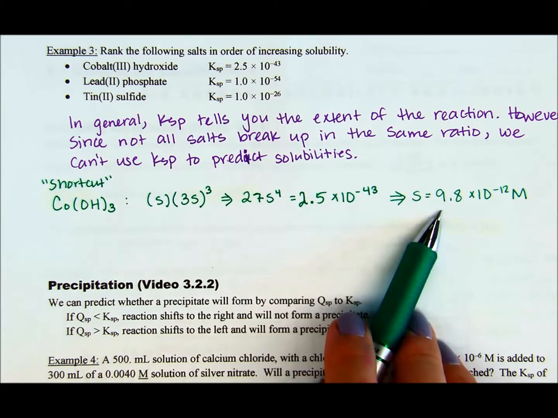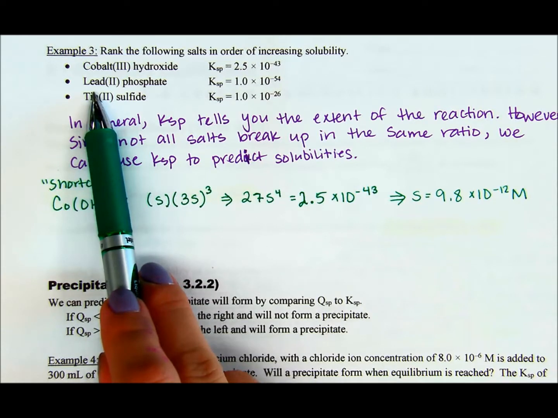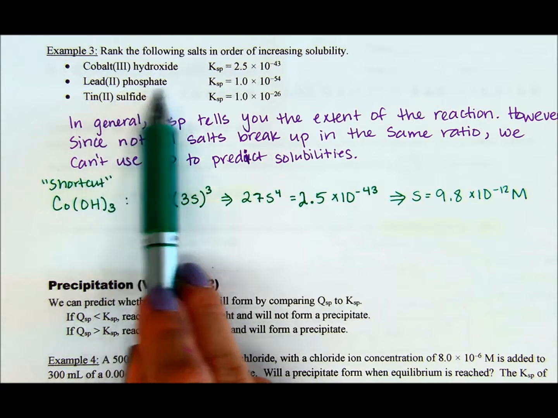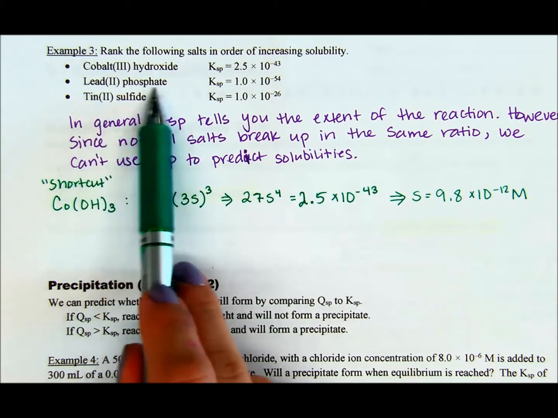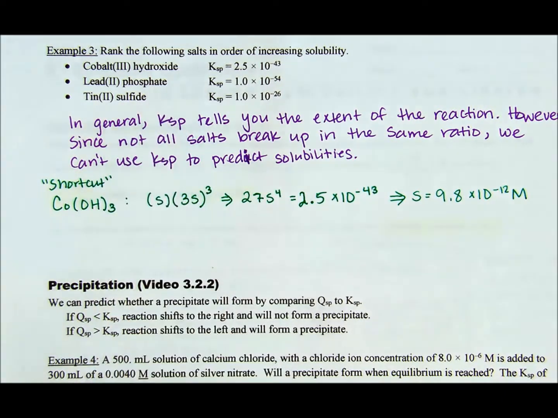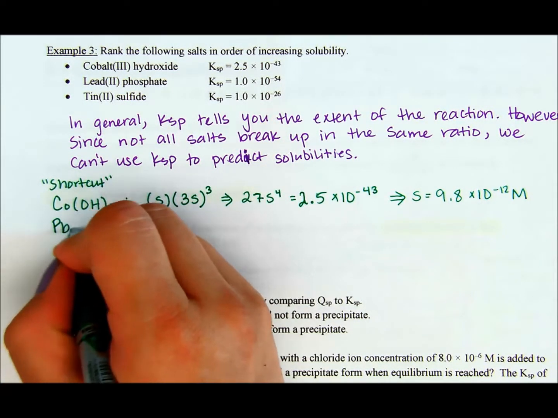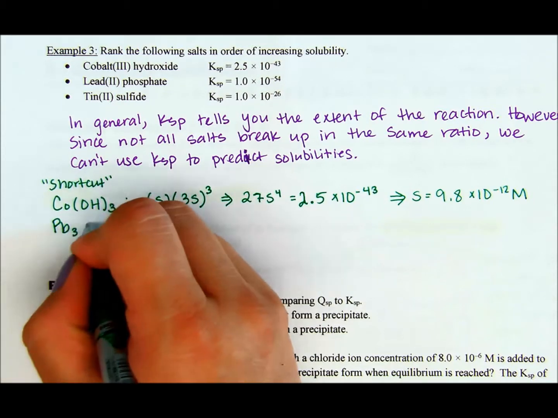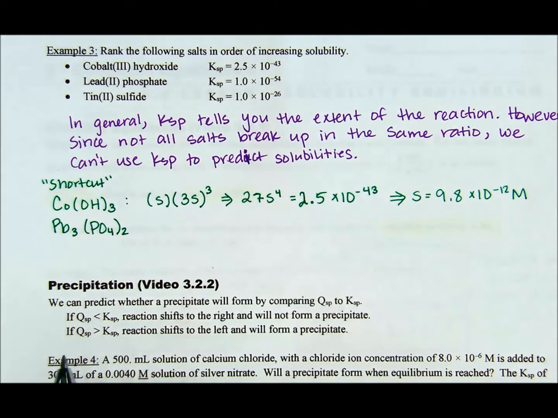Okay, so at this point, I'd like you to pause the video and first just write the formula for lead 2 phosphate, then come back and check it, and then I'll let you go again. So just write the lead 2 phosphate and come back and check. Okay, so for lead 2 phosphate, you should have gotten Pb3(PO4)2. So that should be your formula for lead 2 phosphate.